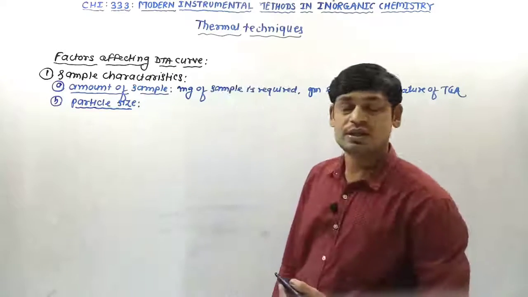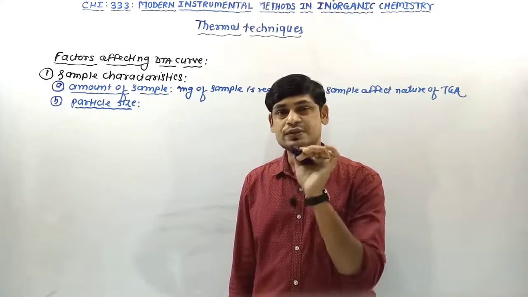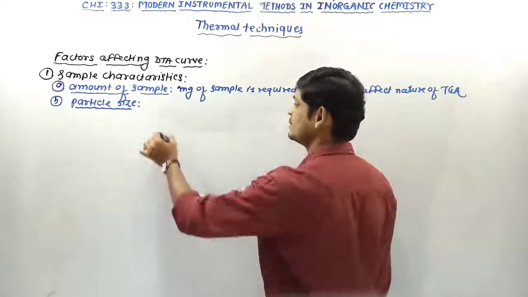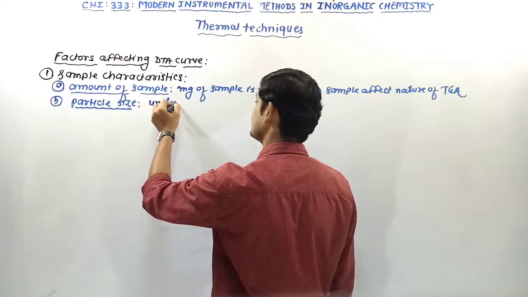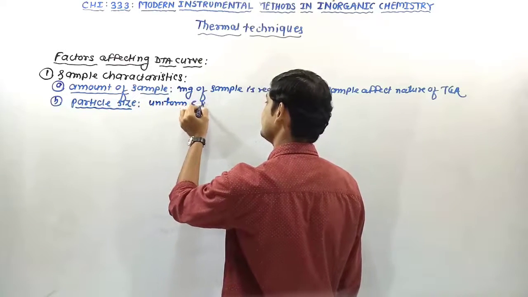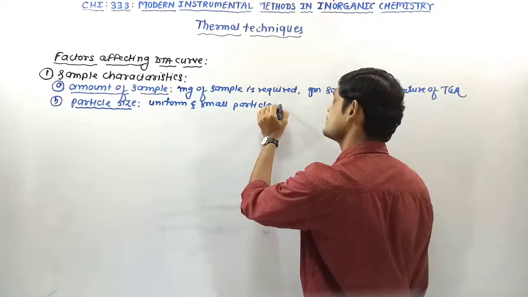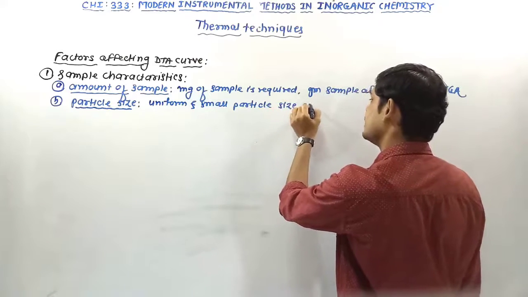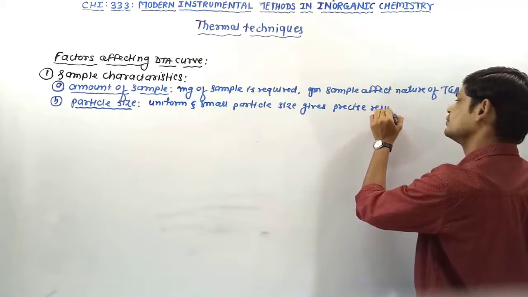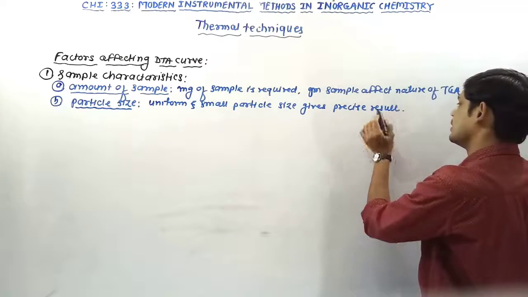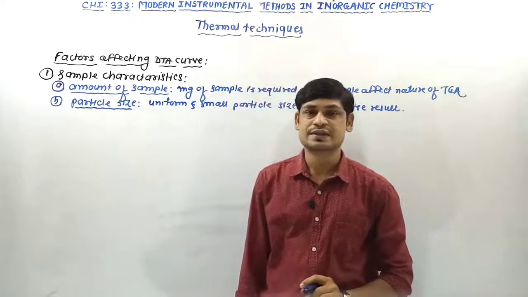Samples with a small and uniform particle size give a more precise result. Precise and accurate results we will get from a uniform and small particle size.